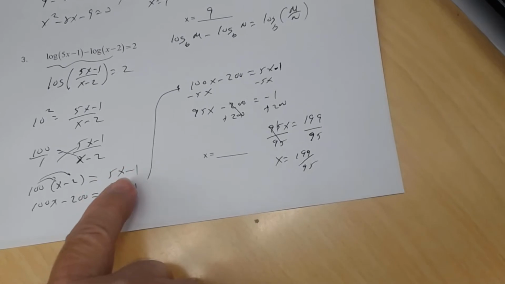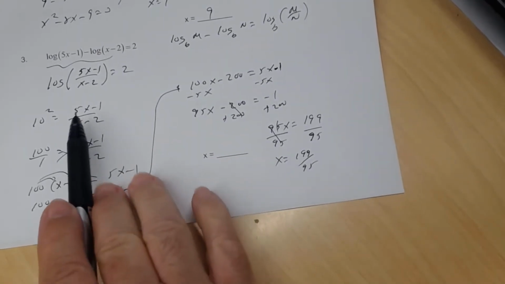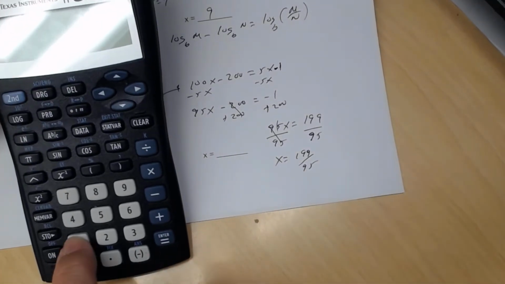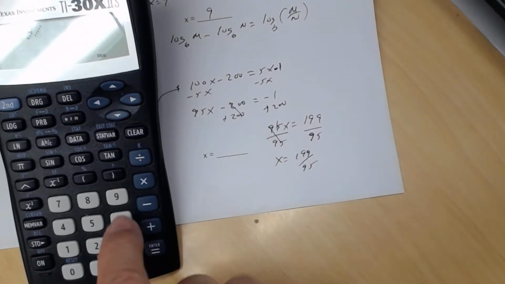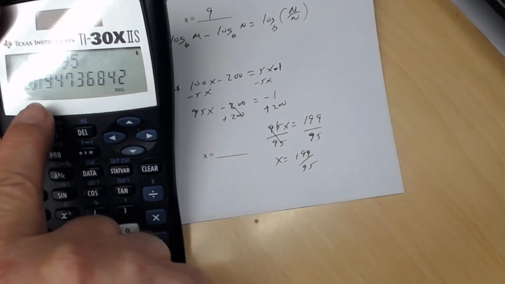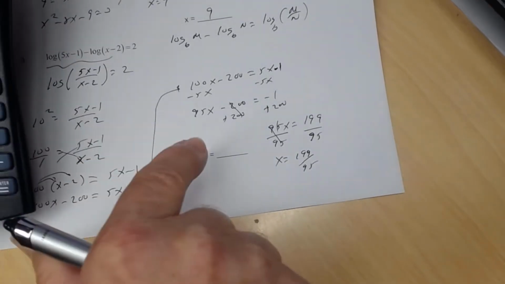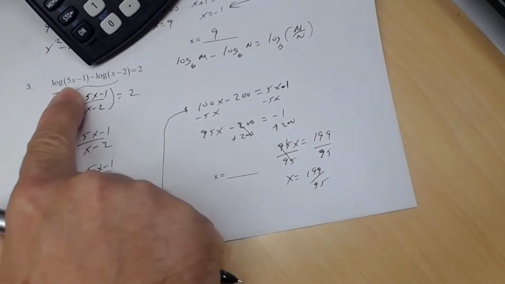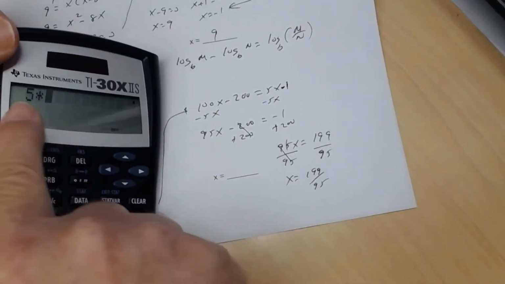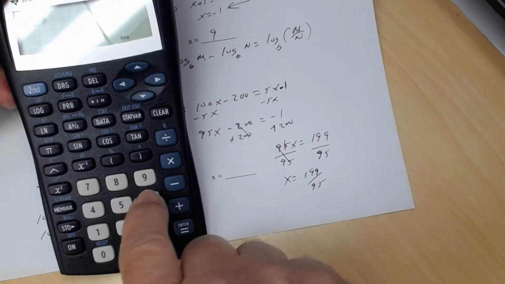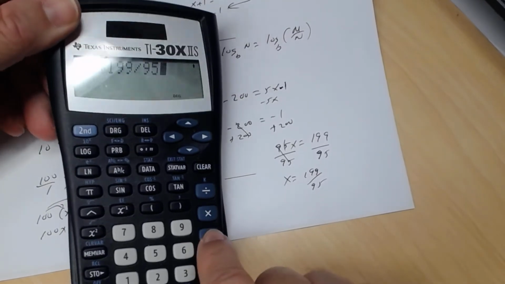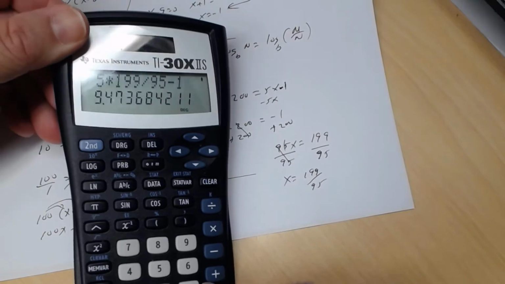Let me make sure that I said 10 squared, so that's 100. Okay, just verifying this is correct. All right, so 199 divided by 95, let's see what that is as a decimal. It's a decimal that doesn't terminate. Okay, so let's just go ahead and use the whole thing. So we're going to say 5 times x, which is 199 divided by 95, minus 1, just like this. Is that positive? Yes, that's positive.